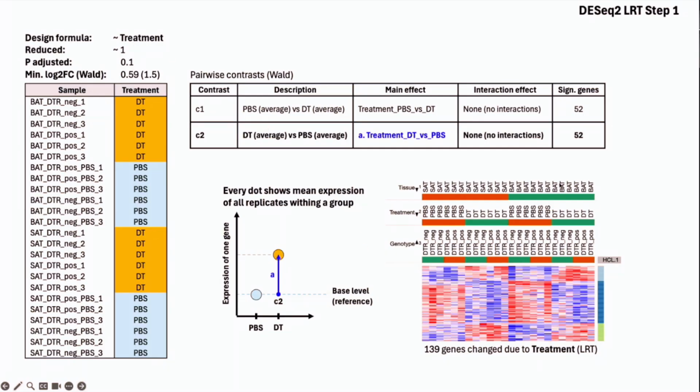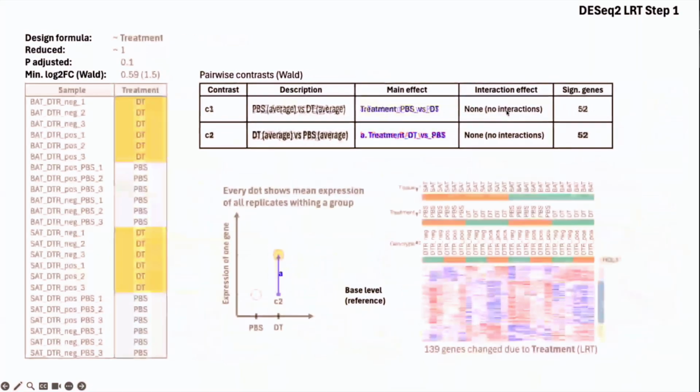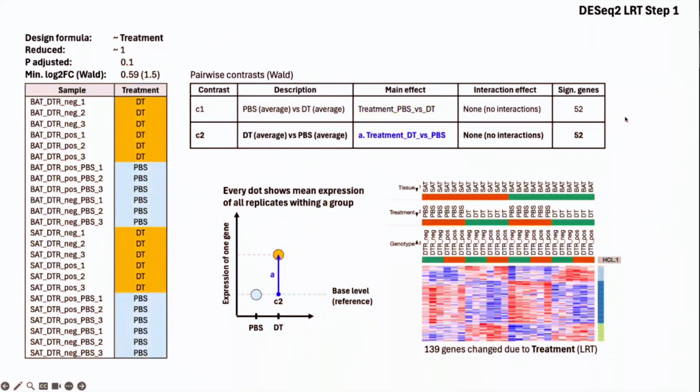So here, this is the result of the LRT test. I need to go there. And this table is the result of all of the pairwise contrasts that we were able to identify.